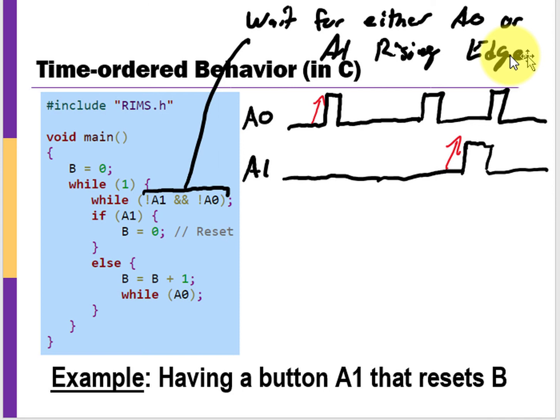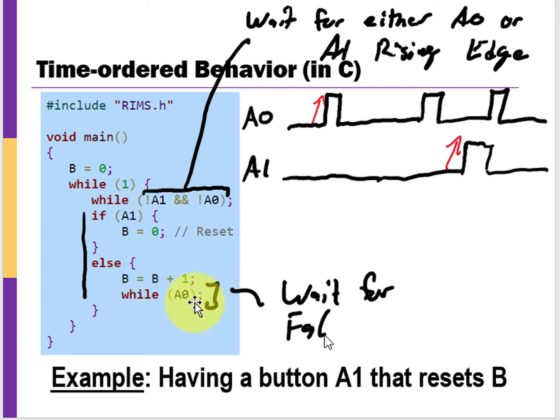If we do that, then in here we have our logic of what to do. If it was the rising edge of A1, we reset B. If it was the rising edge of A0, we go ahead and increment B, and then we continue to wait until we have the falling edge. Wait for the falling edge of A0.